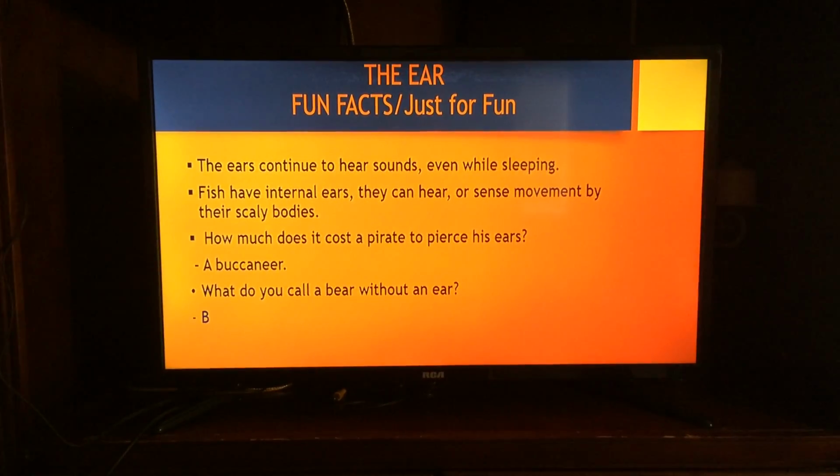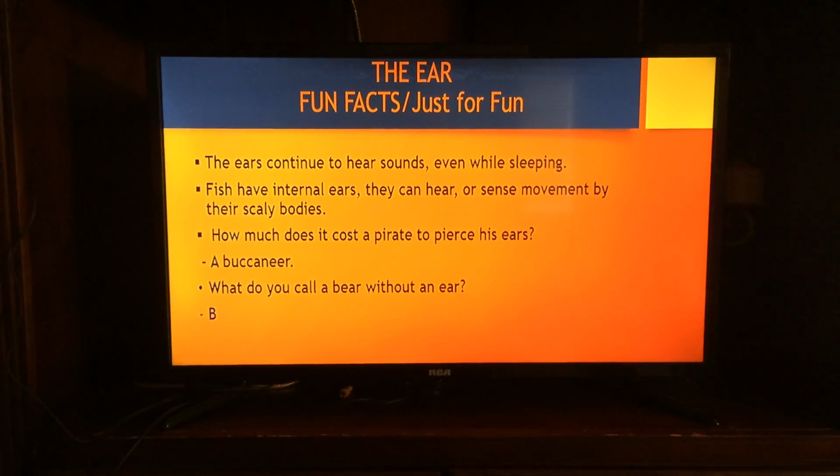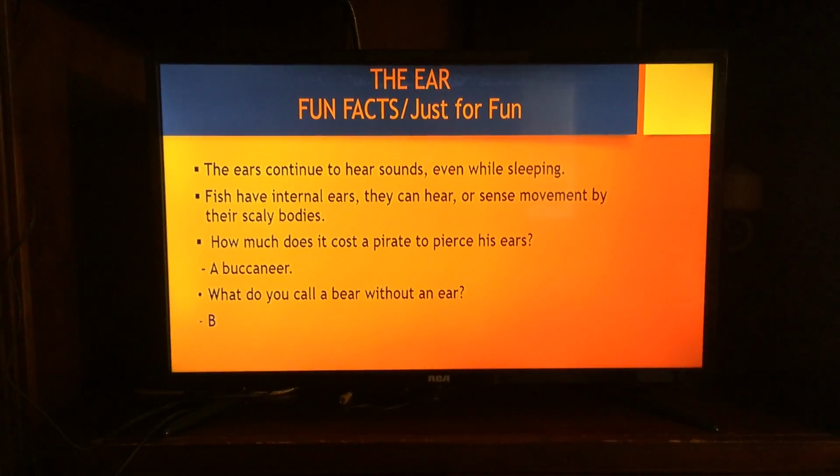Here's just some fun facts, just for fun. The ears continue to hear sounds even while sleeping. Fish have internal ears. They can hear or sense movement by their scaly bodies.